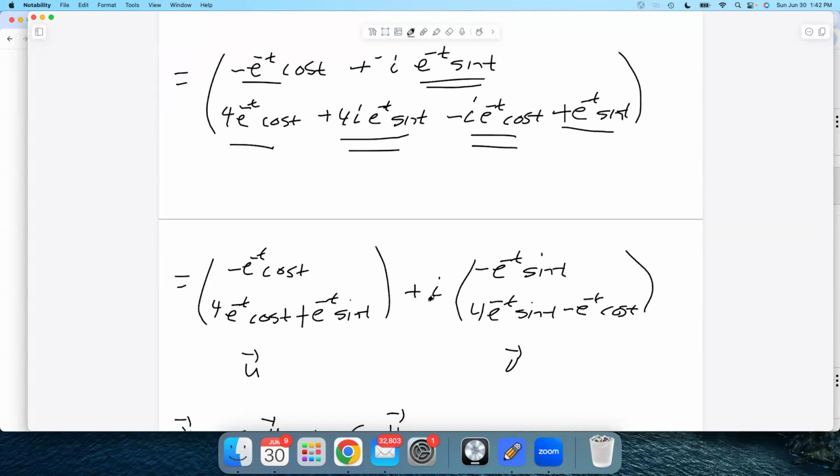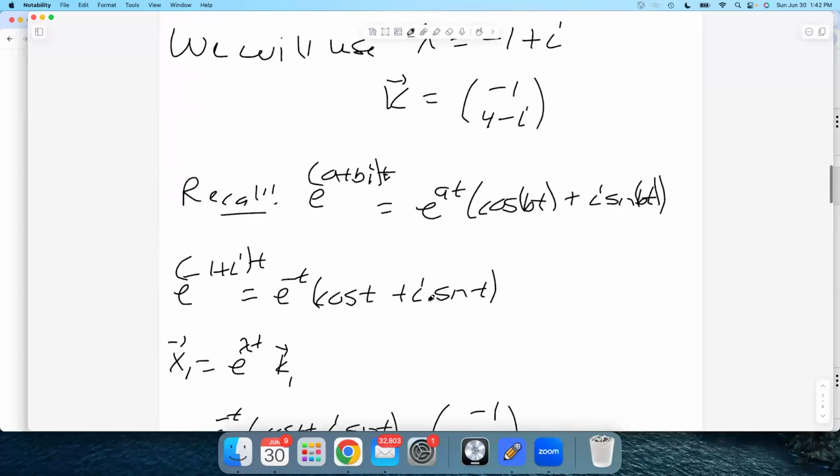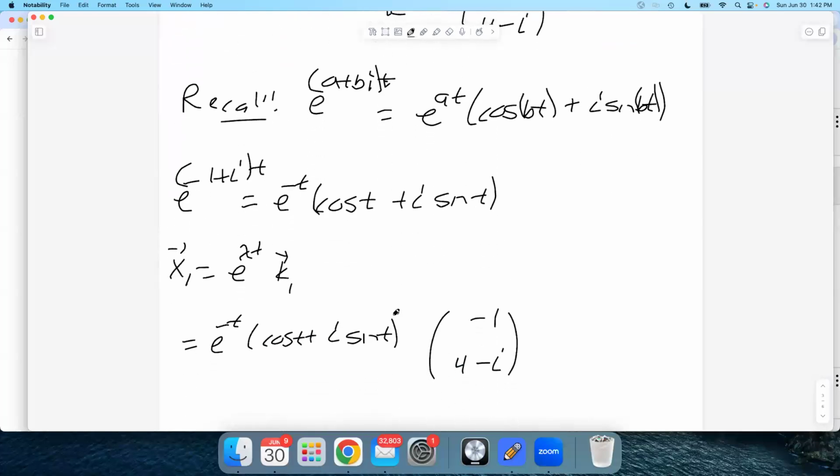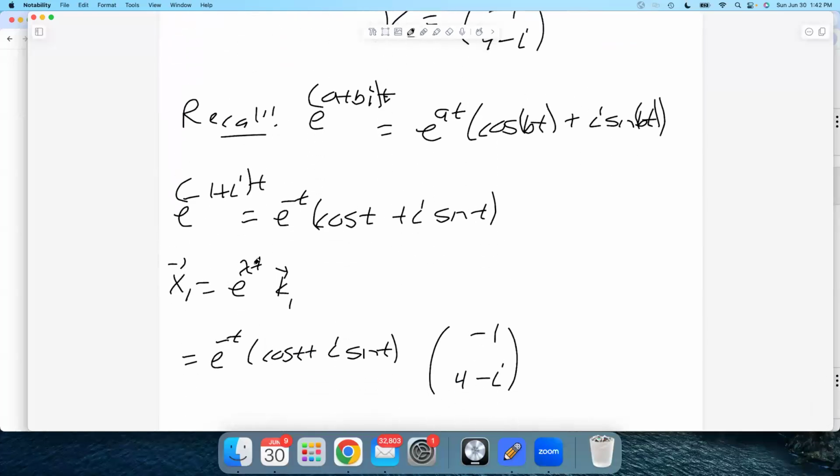Now, why do we do this? I mean, we were perfectly good here. If we wanted complex solutions, here's a complex solution. And then we'd find a linearly independent one using the other eigenvector. We could do that. We could have complex solutions, but we want real solutions.